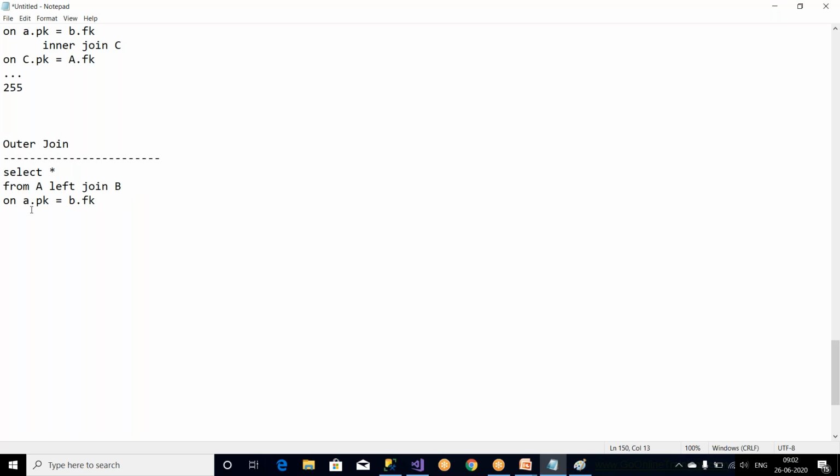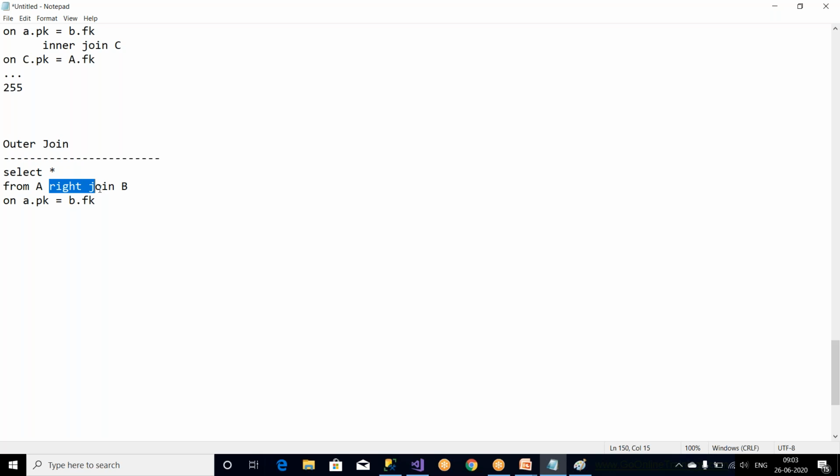So when I say left join, what happens now? All the data from both tables is copied. Matching data will get copied. And with this keyword, which is the left table? The left table is A. So you will get the unmatched data from the left table. If I say right, what happens?